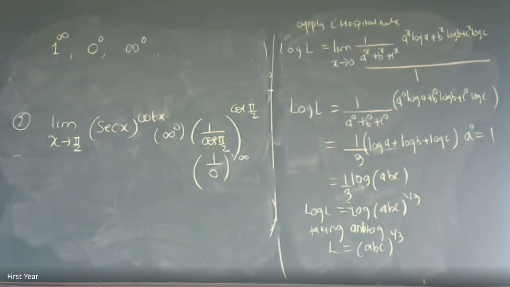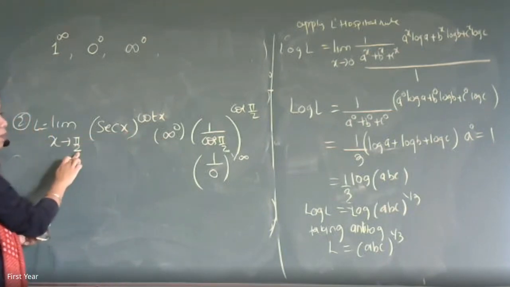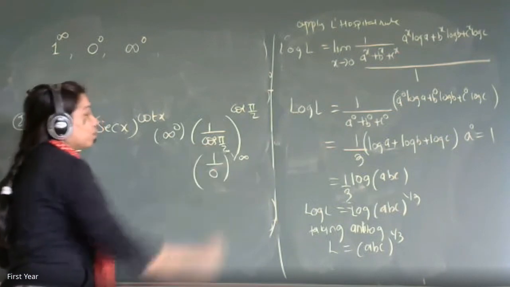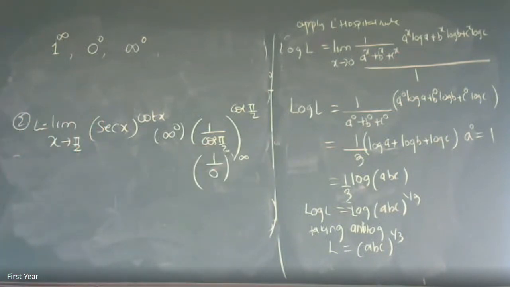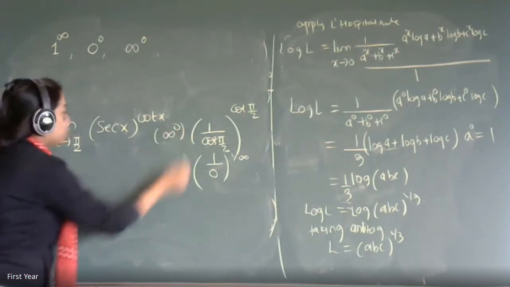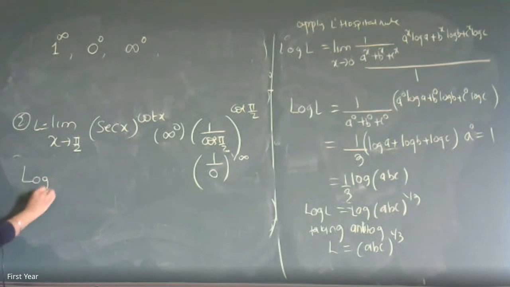Is this clear, everyone? The first question we had is sec x raised to tan x. And sec x raised to tan x as x goes to 0 is a finite value. The value is 1. So it is not an indeterminate form, but here it is indeterminate because whenever x is equal to pi by 2, 1 by cos is 1 by 0, which is infinity, and tan pi by 2 is 1 by cot pi by 2, which is 1 by 0. So this is infinity raised to 0. So apply log on both sides.